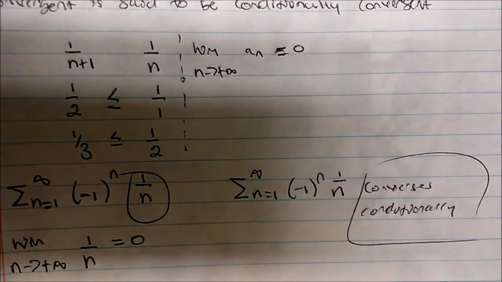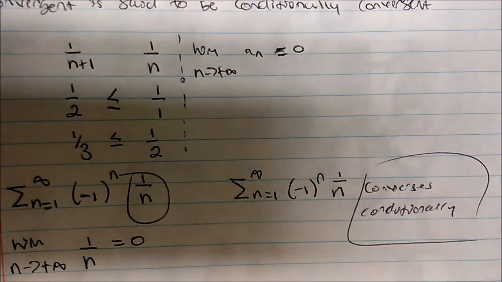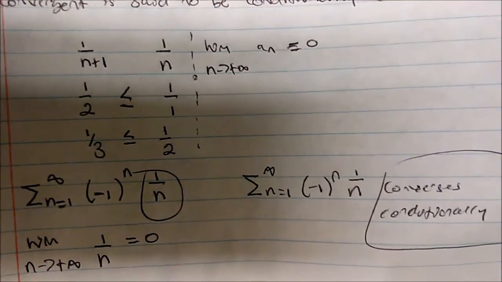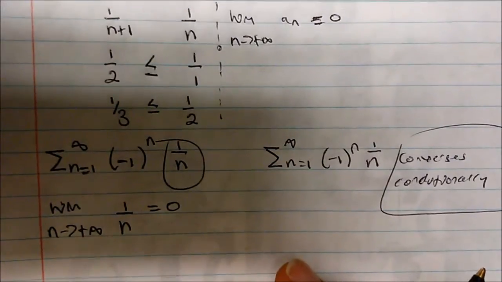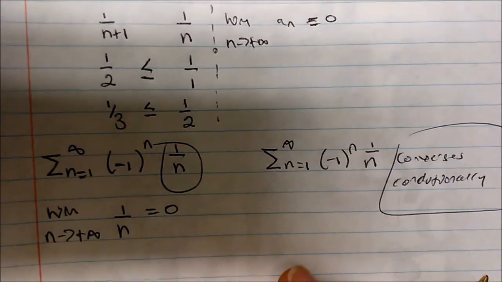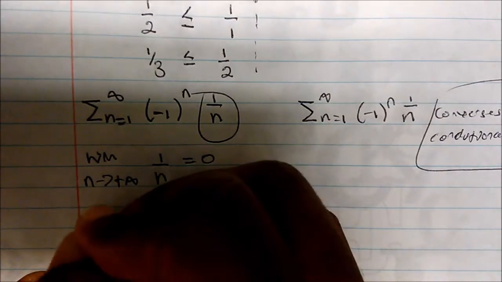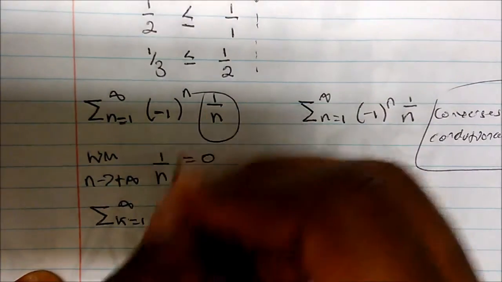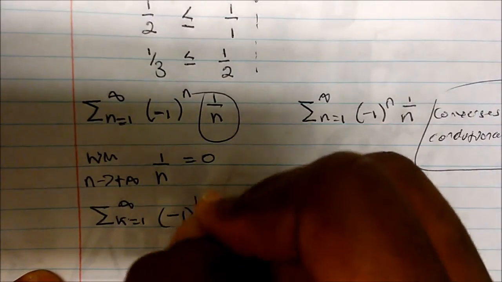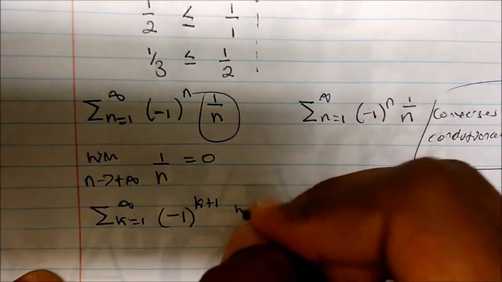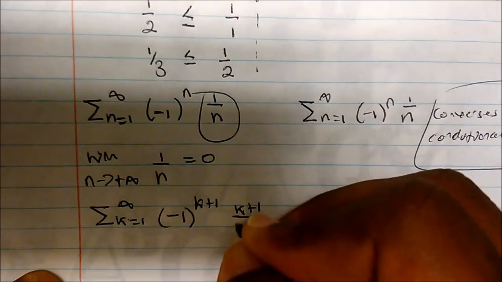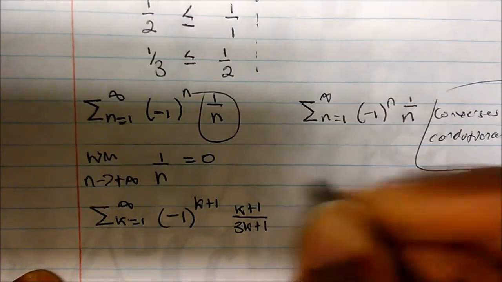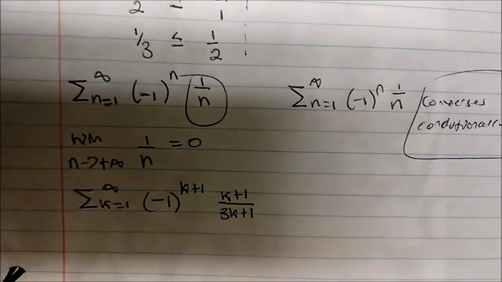Okay, now let's look at another one. What about this one? From k is equal to 1 to positive infinity of -1 raised to the k plus 1 times k plus 1 over 3k plus 1. Okay, does this series converge or diverge?